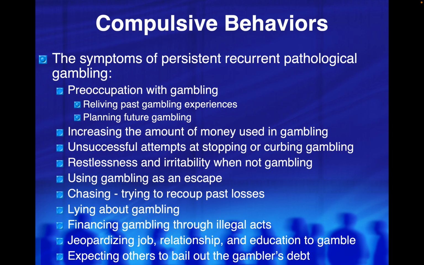The symptoms of persistent, recurrent pathological gambling: preoccupation with gambling, reliving past gambling experiences, planning future gambling, increasing the amount of money used to gamble, unsuccessful attempts at stopping or curbing gambling, restlessness and irritability when not gambling, using gambling as an escape, chasing, trying to recoup past losses, lying about gambling, financing gambling through illegal acts, jeopardizing your job, your relationship, and education to gamble, expecting others to bail out the gambler's debt.